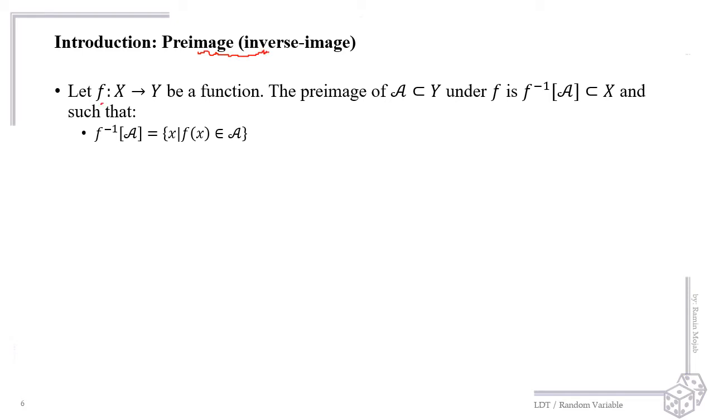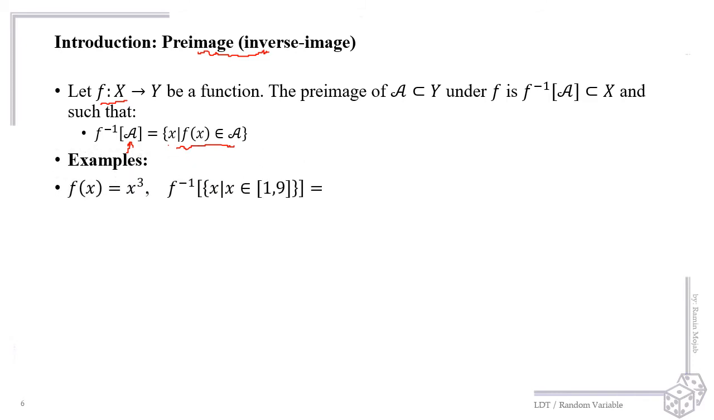Let f be a function. The preimage of a subset of the codomain under f is a subset of the domain. Here, x such that f(x) is in A. This is the preimage of A under f. Okay, let's have some examples.